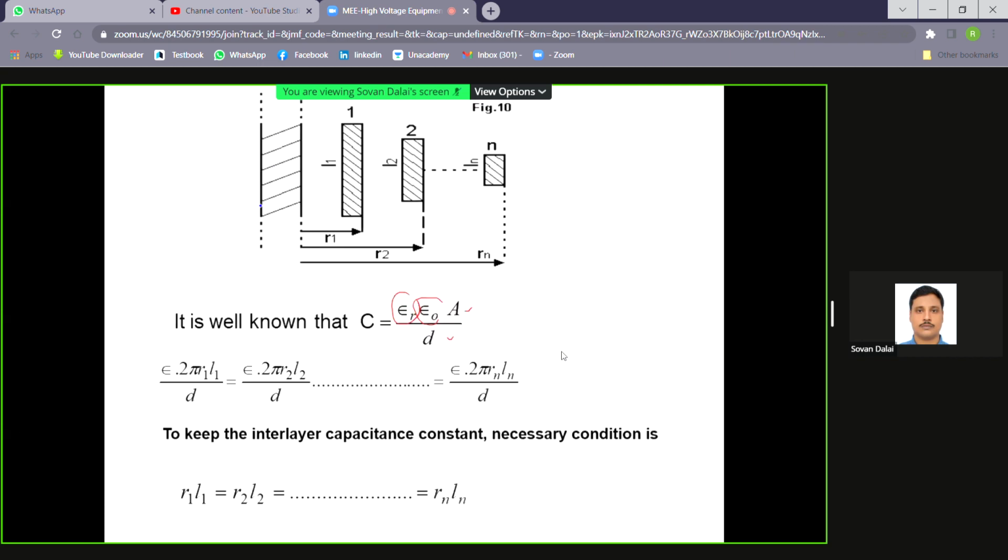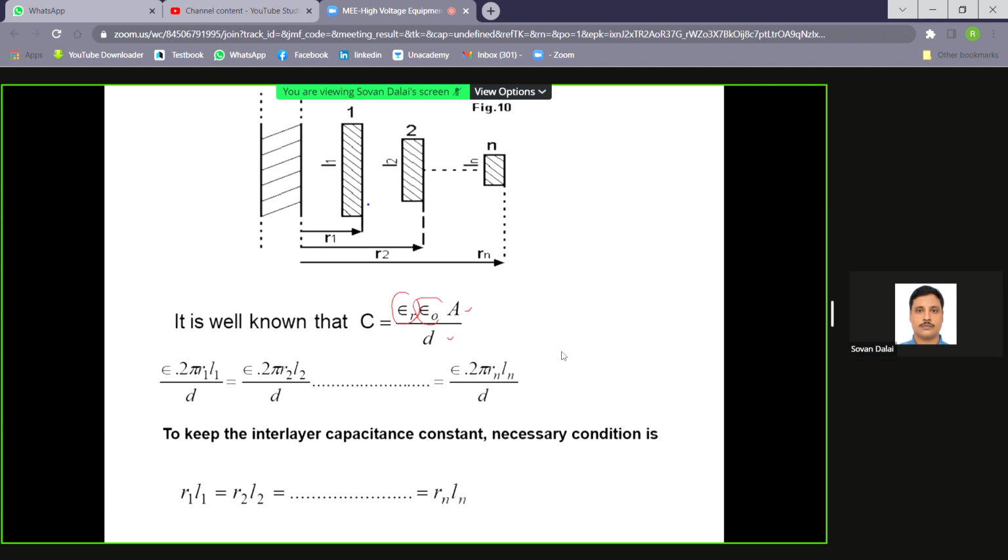But if the capacitance is different for different layers, say one capacitance is 100 and another is 5 picofarad, instead of this, if the capacitance value could be kept the same by some way, how would we maintain that capacitance value the same?